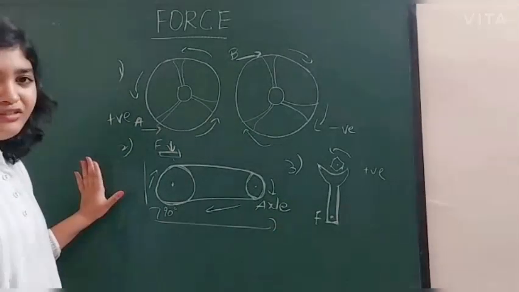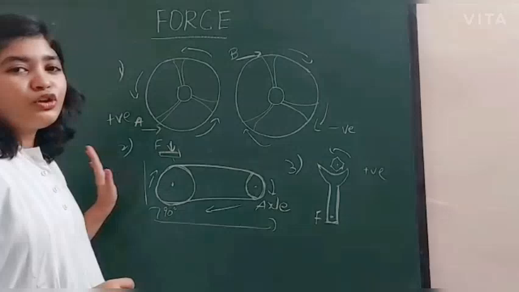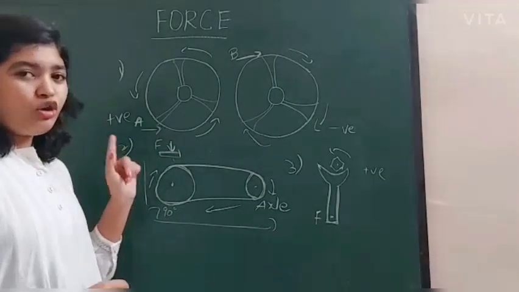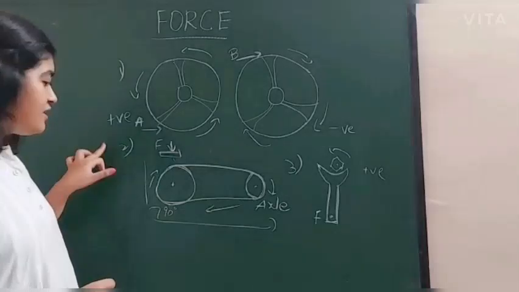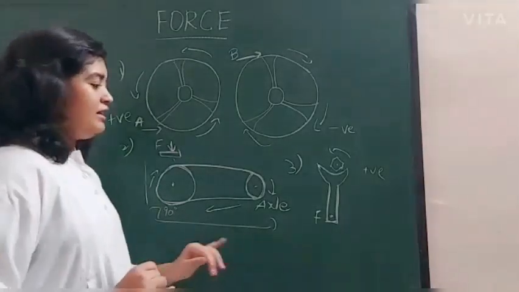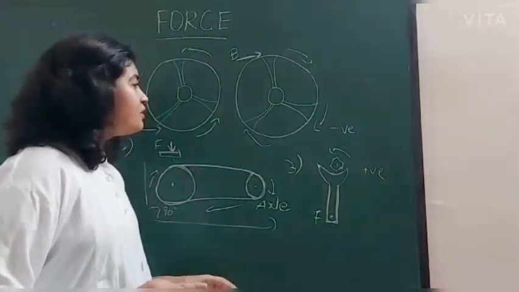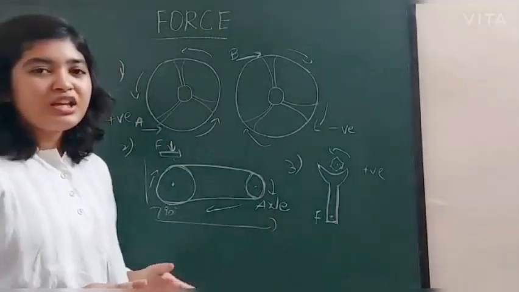So these are some of the real life examples of moment of force or torque you can see, and also the door handle, which I already mentioned before. This is the steering wheel, a bicycle and a spanner. So these are some of the basic examples.